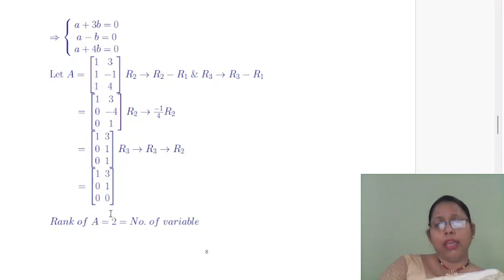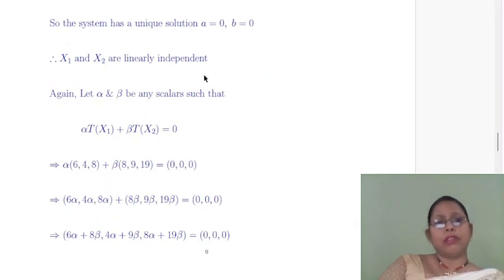Since the rank of A is equal to the number of variables, the system of equations is consistent and has a unique solution, and that unique solution is a = 0, b = 0. Therefore, the vectors x1 and x2 are linearly independent.